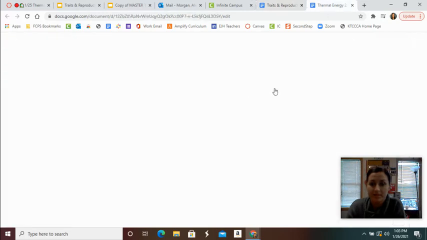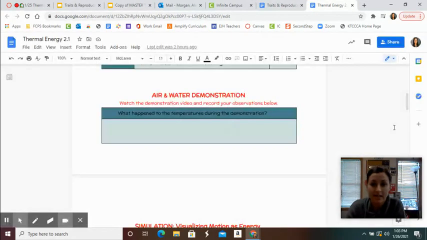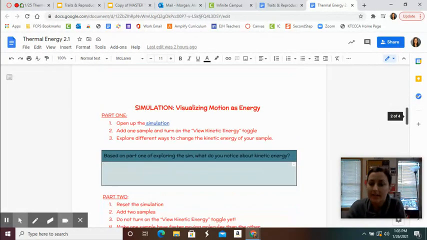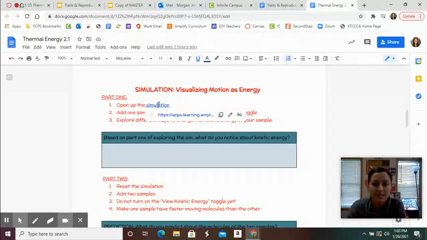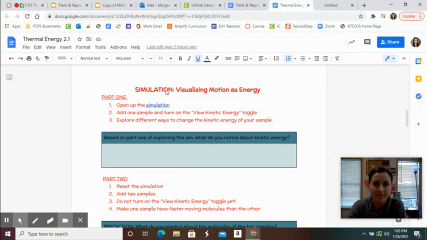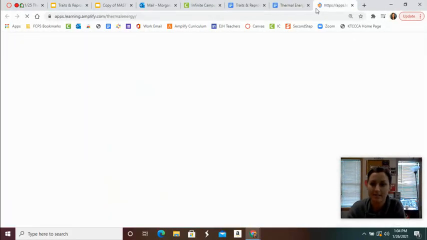Oops, that is not your guesses. That was the idea that they wanted you to get. And then the main thing we did to kind of wrap it up was we opened the simulation, which you can see is hyperlinked right here. And so once you open that simulation, you're going to add one sample. And it doesn't matter what size the sample is, you're just going to add one. And then you're going to turn on the view kinetic energy toggle. And I will show you what that means.